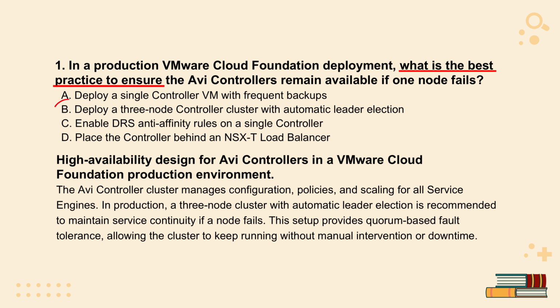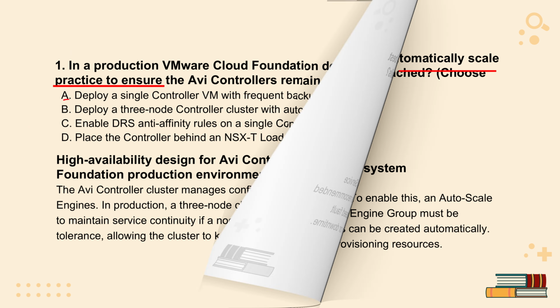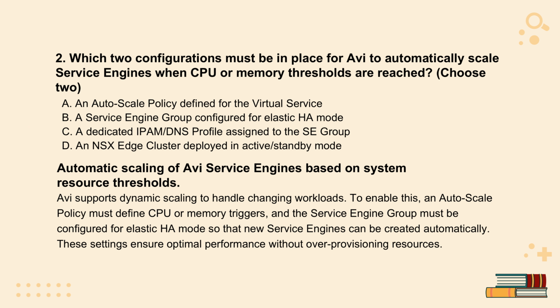Got it. Okay, so control plane resilience, check. But traffic isn't static, right? Cloud is all about dynamism. Loads go up, loads go down. So next challenge. How does Avi smartly and automatically scale its service engines, the workhorses handling the traffic, when things like CPU or memory usage spike? What needs to be configured for that magic to happen?